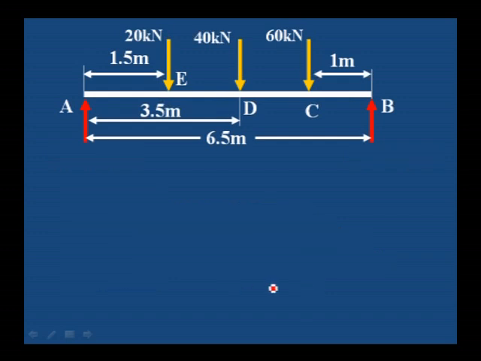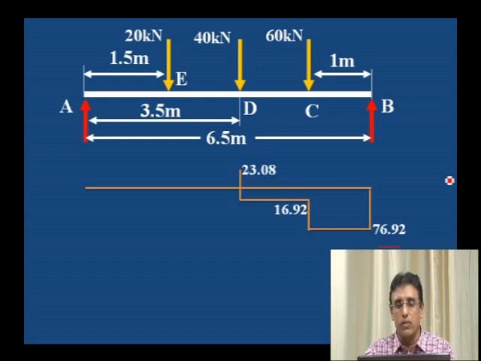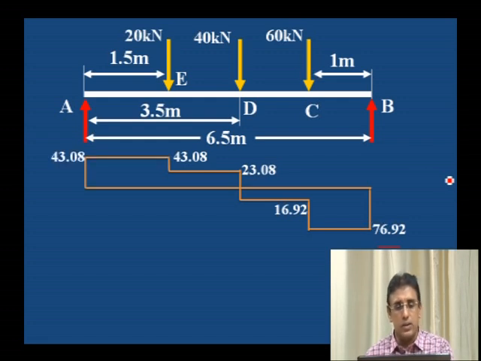Let us draw the shear force diagram first. Here 76.92 is the value at B, that is equal to RB, constant up to C, then it is 16.92 at C, again constant up to D, then it changes to 23.08 at D, again it is constant up to E, again it changes to 43.08, again it is constant, finally closed.